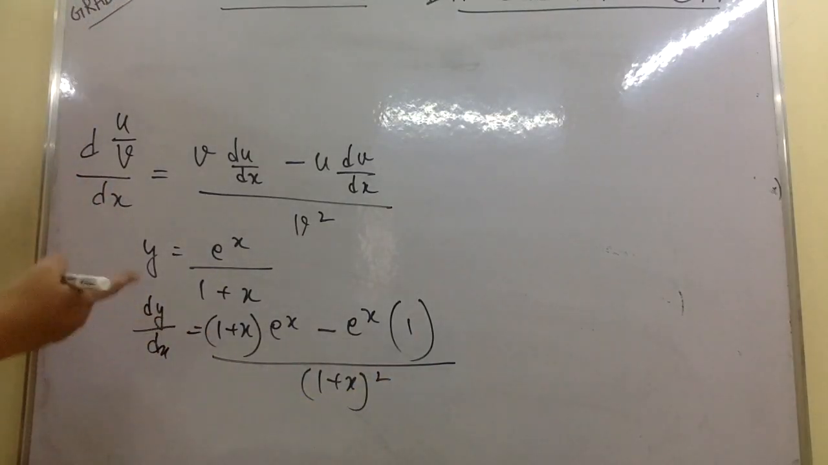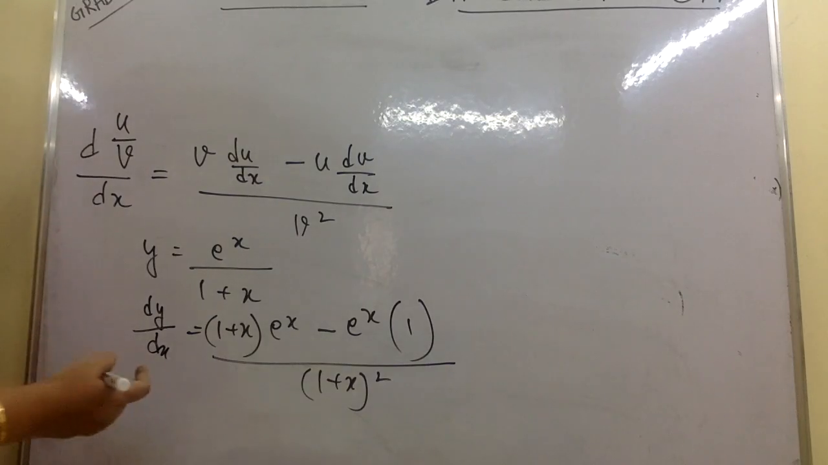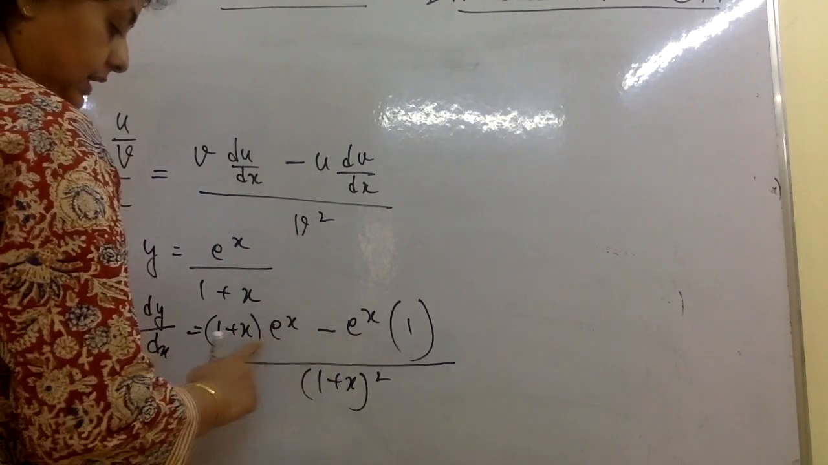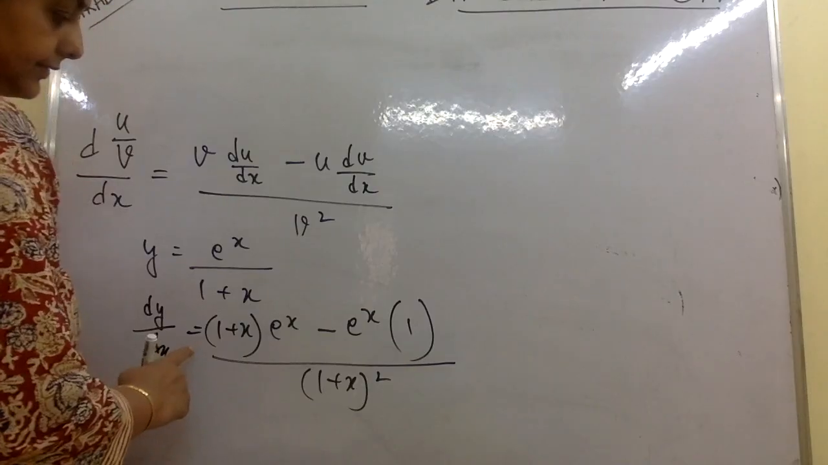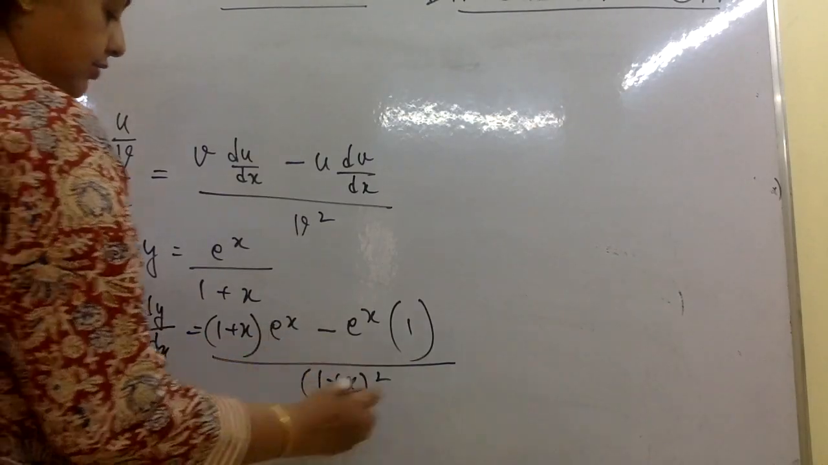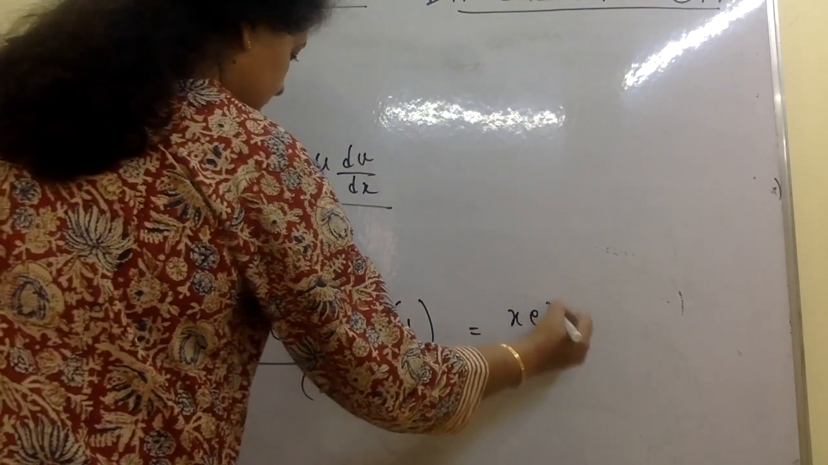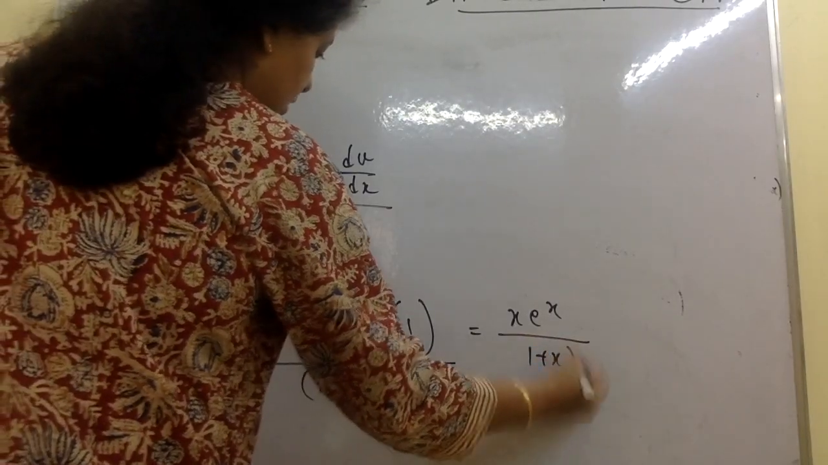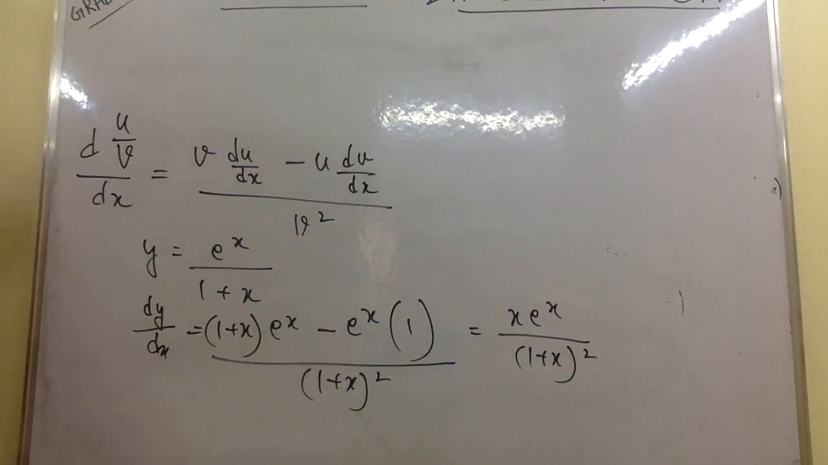Don't write 1 plus x square. And that gives us, here I can see e to the power x cancelling. Yes, e to the power x minus e to the power x. So what I get is x e to the power x. Do this little bit of simplification. Don't leave it incomplete. So this is our final answer. Now let's see the next question.